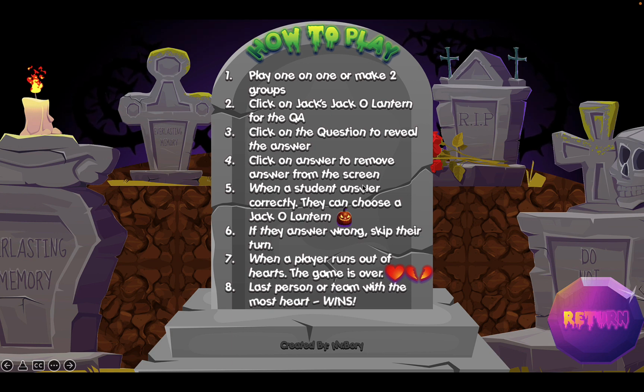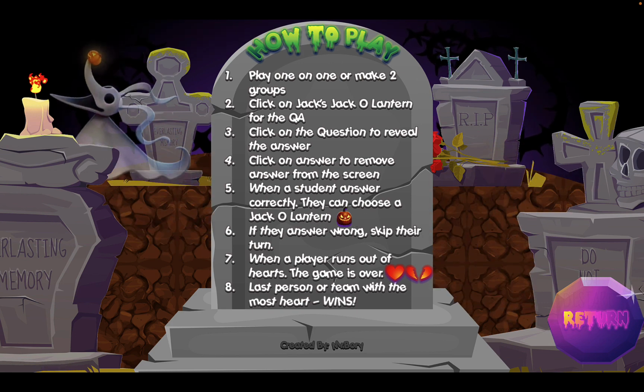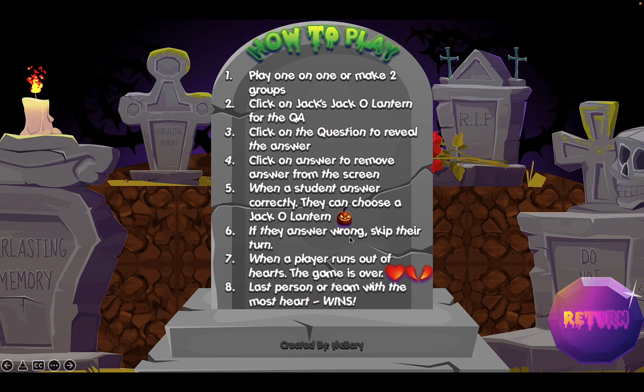When a student answers correctly, they can choose a jack-o'-lantern to fling at the other opponent. And if they pick the right jack-o'-lantern, they might do some damage. If they answer wrong, just skip their turn. When a player runs out of hearts, the game is over, or whoever gets the most hearts wins. This is just one way of playing the game, but you can play this however you want, using whatever grammar or vocabulary you want. And if you are a parent, this might be good for your child to review.